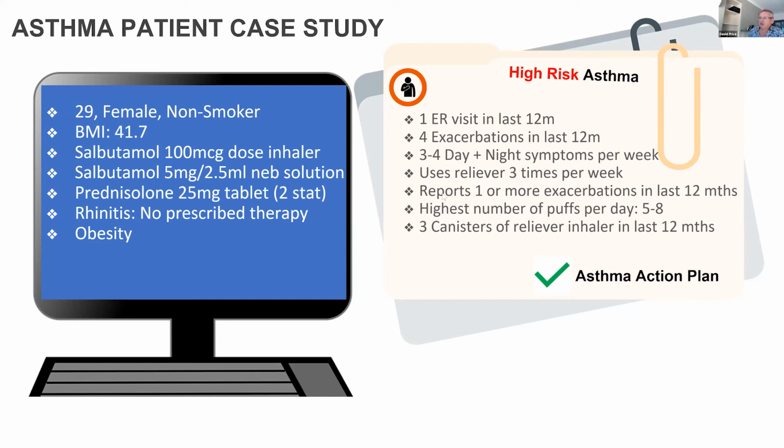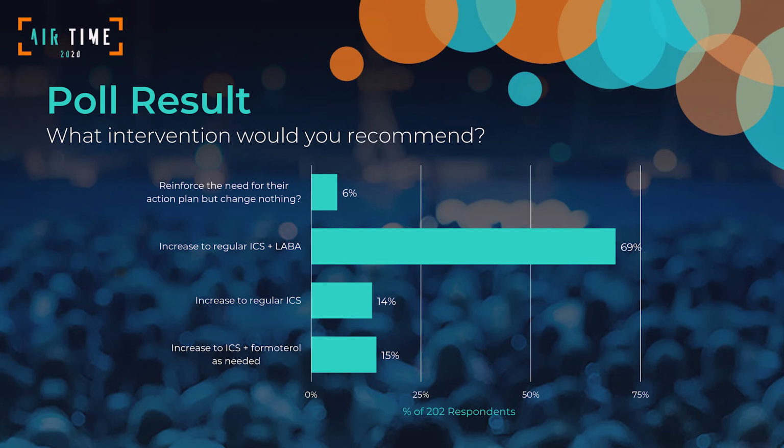So the question on this lady, this makes more sense. The question fits now. Reinforce the need for their action plan, but change nothing. Increase to regular ICS. Increase to regular ICS plus LABA. Increase to ICS formoterol as needed. What do we do here with this lady? Here we go. So increase to regular ICS LABA for 70%.